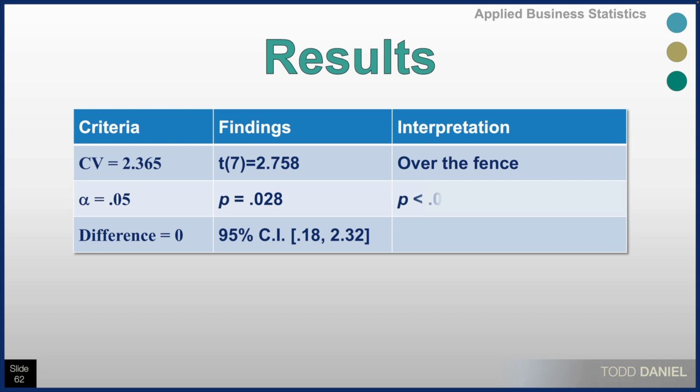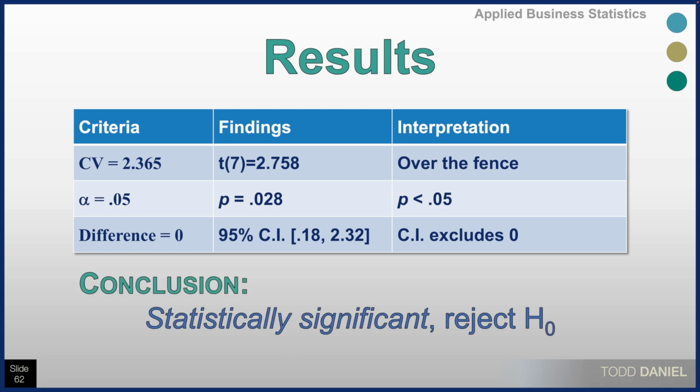How about our probability? 0.028, that is less than 0.05, which of course is our cutoff, and the hypothesized mean difference of 0 is not included in our 95% confidence interval. All of this tells us exactly the same thing. There is a statistically significant difference. We would reject the null hypothesis for this test.